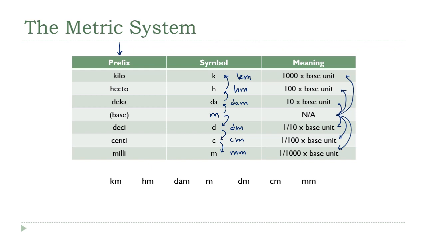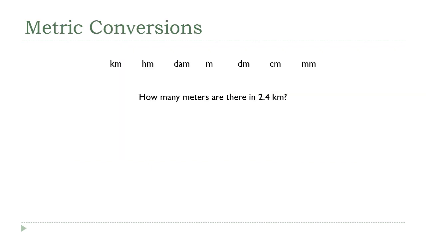So let's take a look at an example. Let's say I want to convert 2.4 kilometers into meters. I've got my prefixes written out up here. So the first thing I'm going to do is go to kilometers and count how many steps it takes me to get to meters. You see, it took me 3. So that tells me that I'm going to have to change 2.4 kilometers by a factor of 1,000 to get to meters.